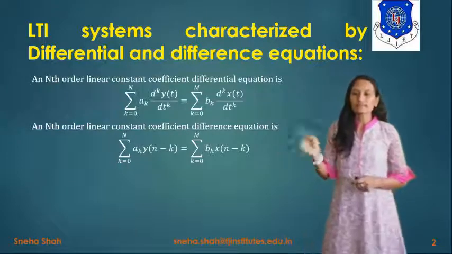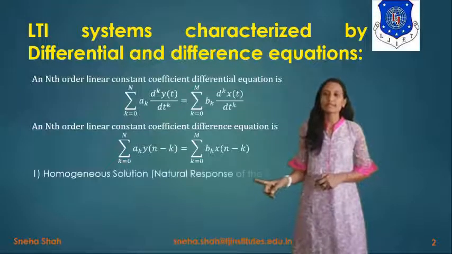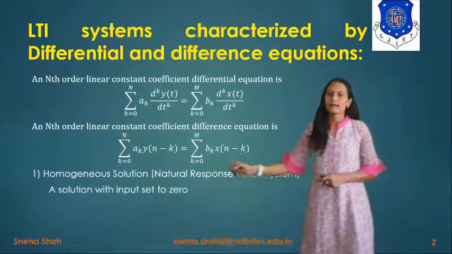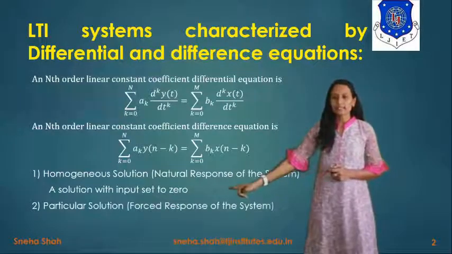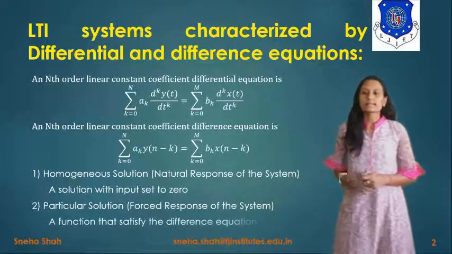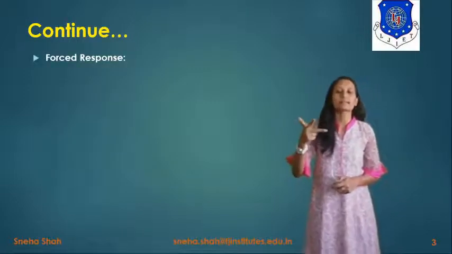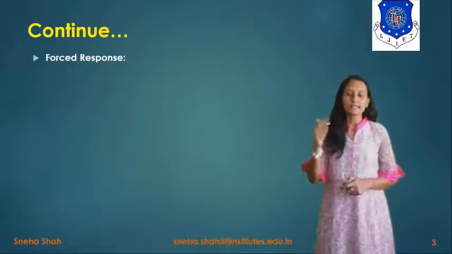To solve this type of equation, we will use two methods. The first one is the homogeneous solution method, which is also considered the natural response of the system. It is a solution with the input set to 0. The second method is the particular solution method, which is the forced response of the system, a function that satisfies the difference equation. There are basically three different types of responses: the forced response, the natural response, and the total response. Total response is the combination of forced response and natural response.